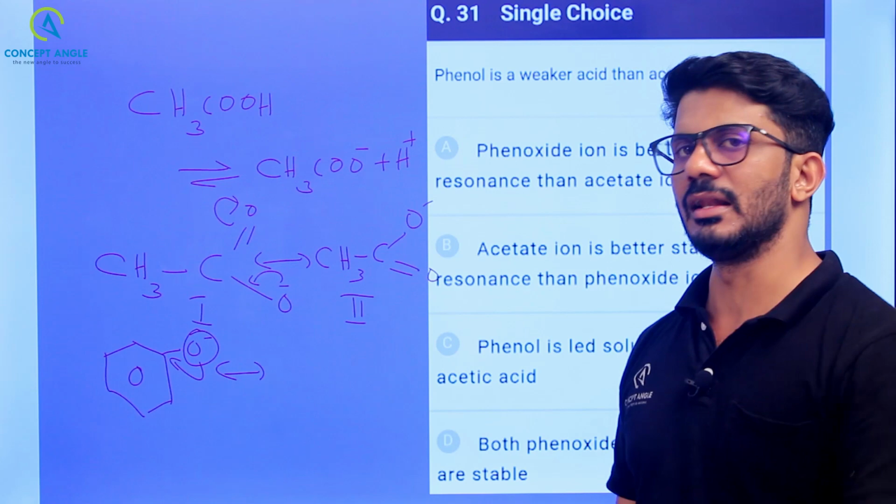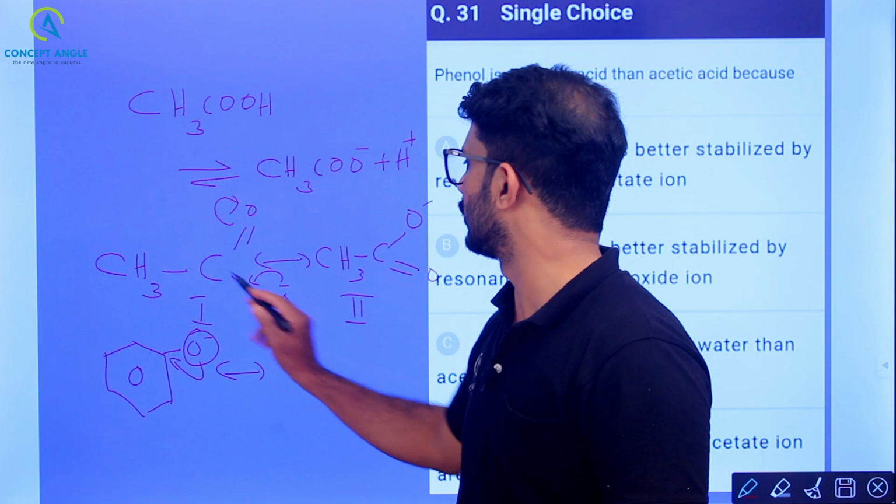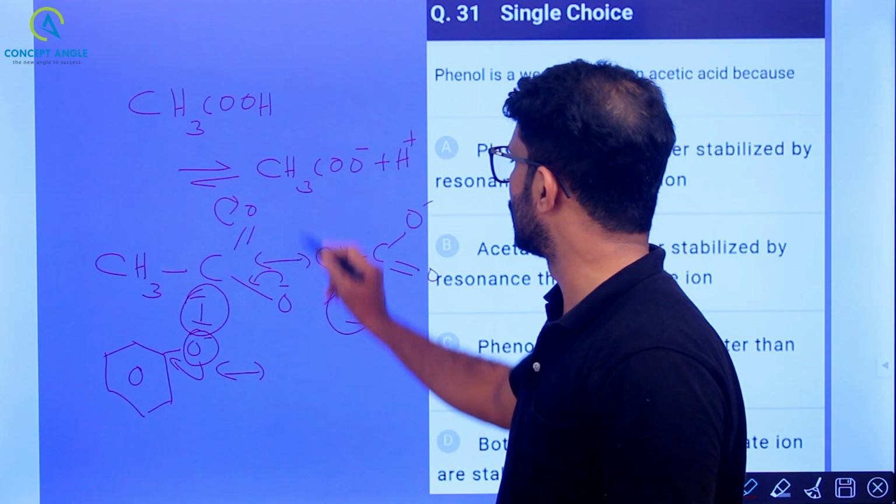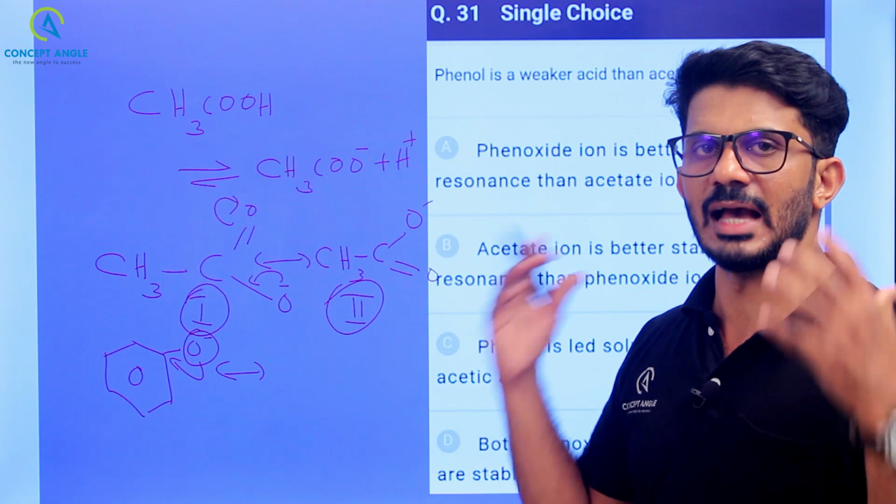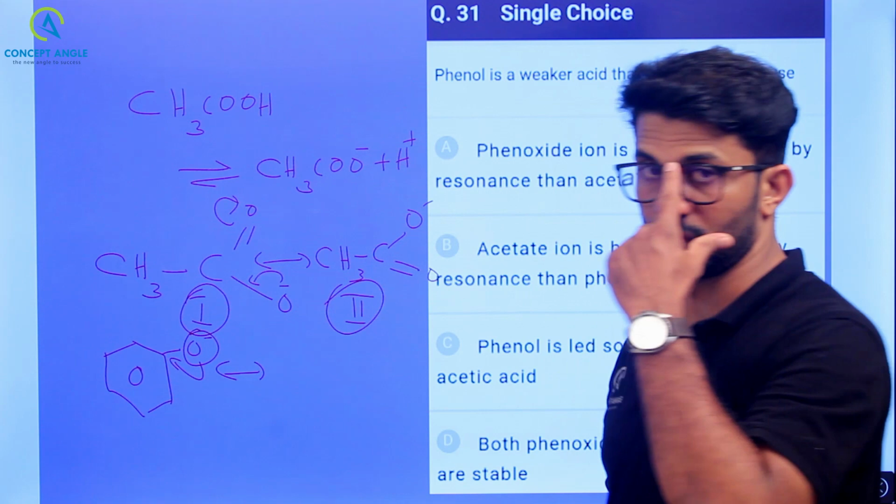Here these two are identical structures, 1 and 2 are identical structures. That is one point. The second point is that the negative charge is delocalized between the most electronegative atoms, the two oxygen atoms. So these resonance structures contribute more towards the resonance hybrid, the actual molecule.